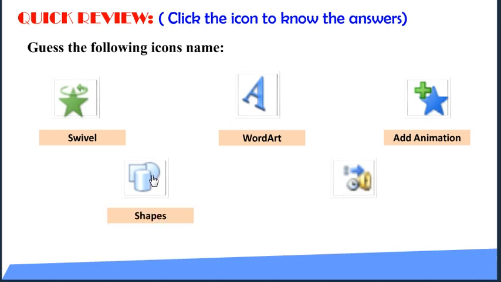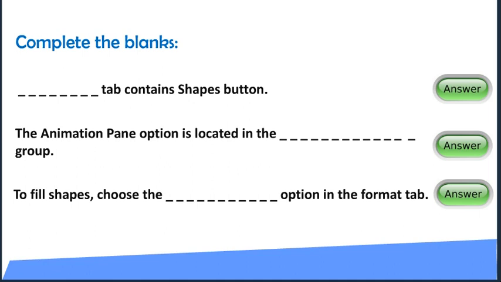This one for shapes. We can insert the shapes which one we need. This is a shape icon. Then this one, animation pane. What is this? Animation pane.